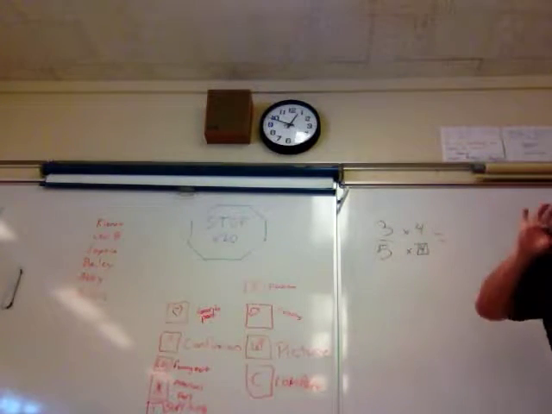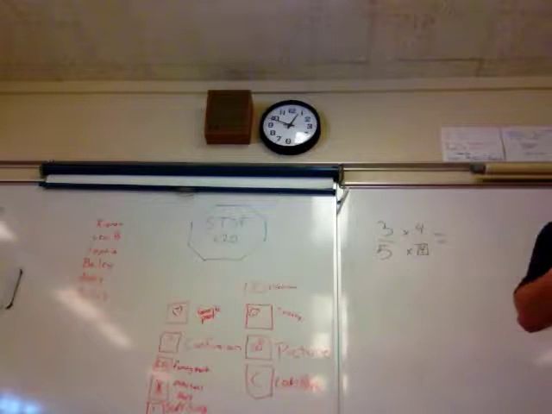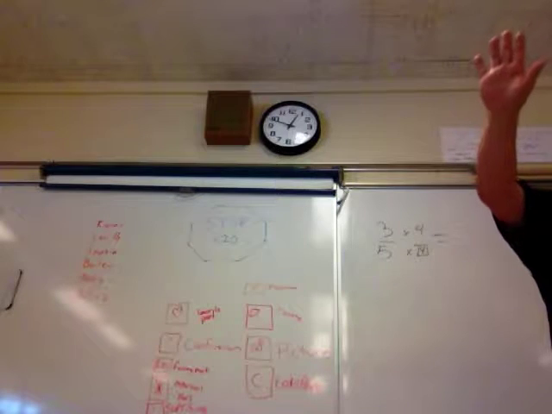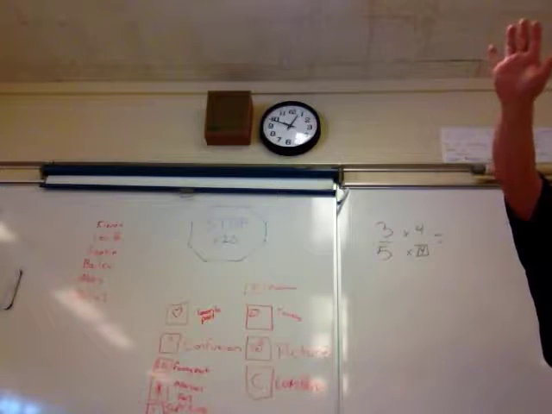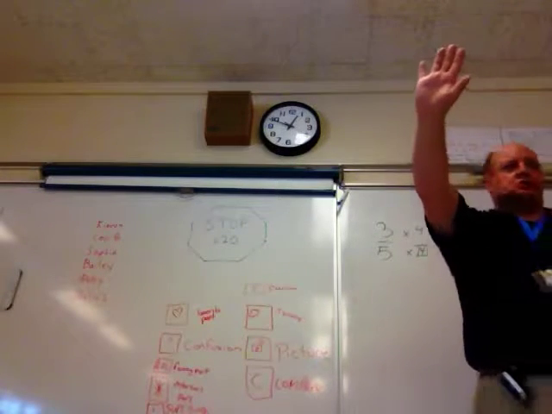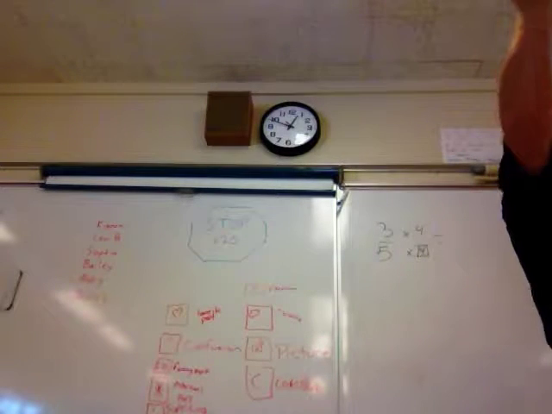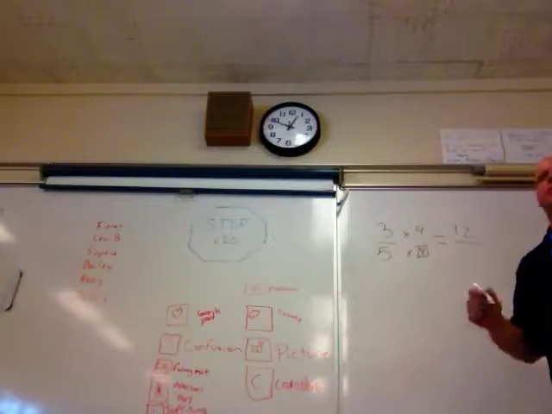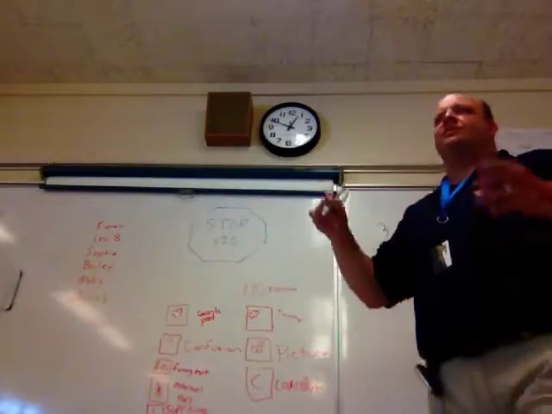What is 3 times? Look for the hand. Talk to the hand, kids, because the ears aren't listening. No, it's good. Just wait. So 3 times 4. All right, what is it? 12. Awesome job.